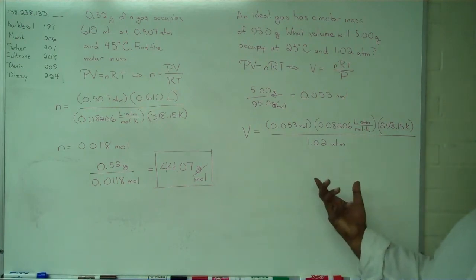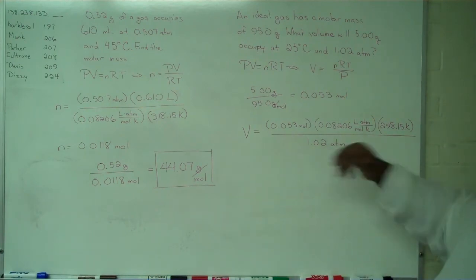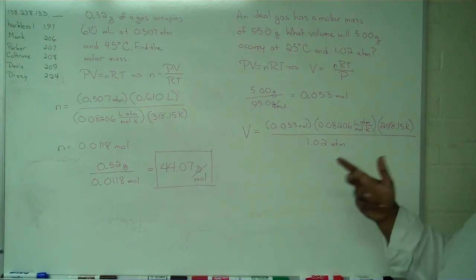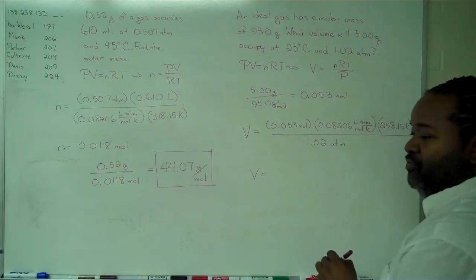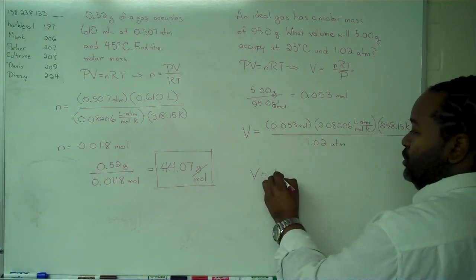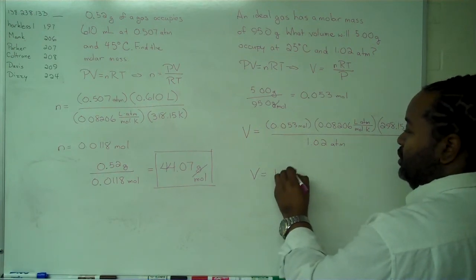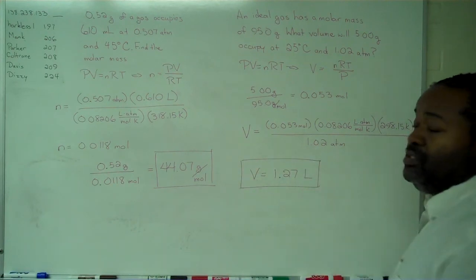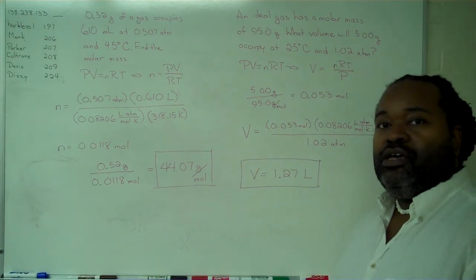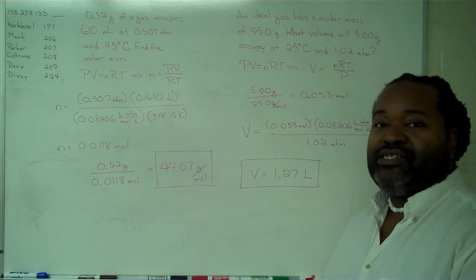So we can multiply through, divide by our 1.02 atmospheres, cancel out our units, verifying that we do in fact get a volume in liters. And you should determine that this is 1.27 liters. So this shows how we can take advantage of what we know about molar masses and apply that to an ideal gas law problem.